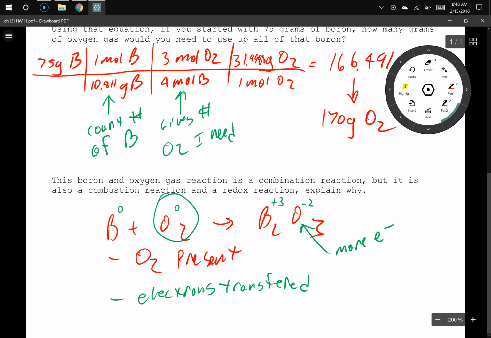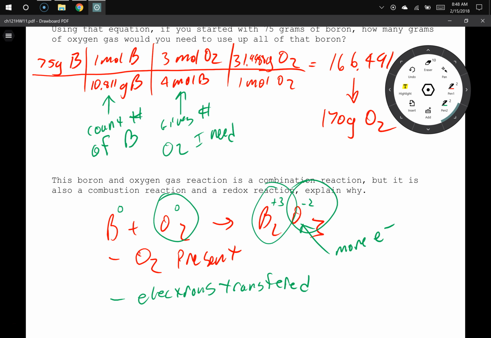Over here, each oxygen had 8 protons and 8 electrons. Their charge cancels out. Over here, each oxygen has 10 electrons and still only has their 8 protons. So each oxygen gained 2 electrons. So these 2 borons, what happened to them? Each boron lost 3 electrons. So 6 electrons were given up by 2 borons. Those 6 electrons were accepted by 3 different oxygen atoms, each gaining 2 of them. And so the oxygen oxidized the boron.